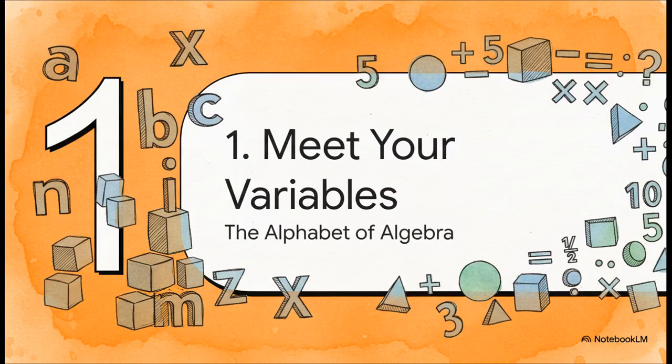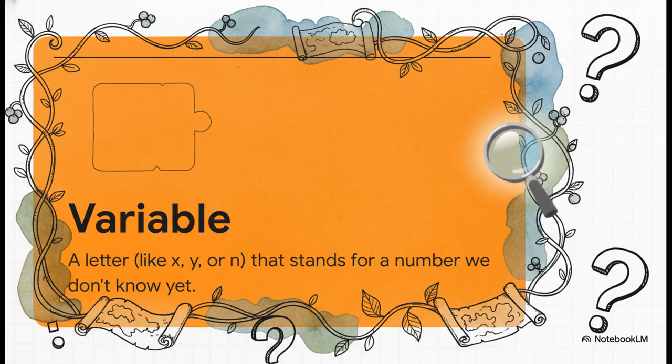Okay, so every language has to start with its alphabet, right? You know, the basic building blocks. Well, in algebra, our alphabet is made of two main things. Numbers, which, hey, you already know those, and this other thing called variables. So, what in the world is a variable? Honestly, it's pretty simple. It's just a letter, like X, Y, or N, and it's basically a placeholder for a number we don't know yet. I like to think of it as a blank space in a sentence, just waiting to be filled in. It's the mystery we're trying to solve. And that's what makes them so powerful. They let us write rules that work for any number, not just one.